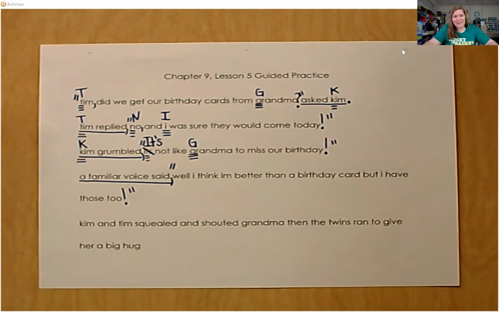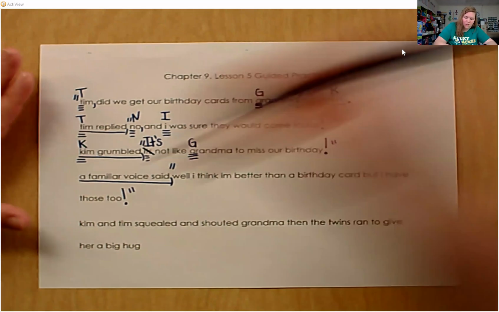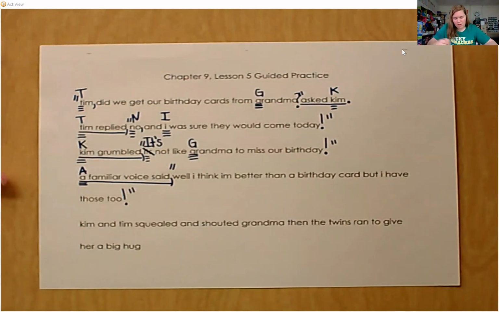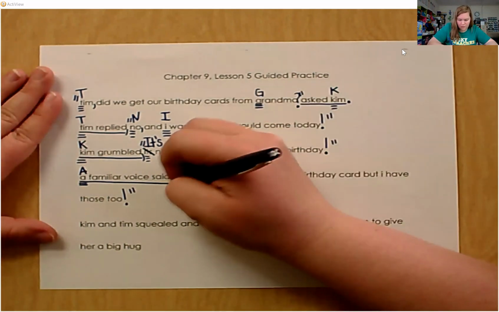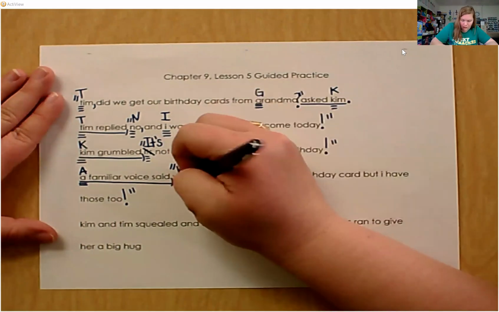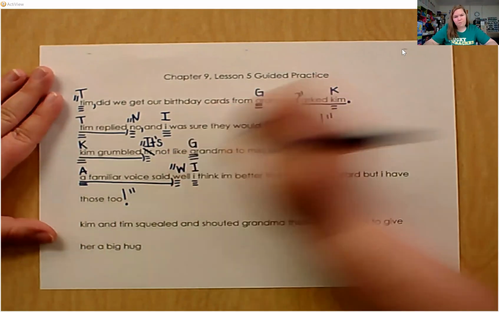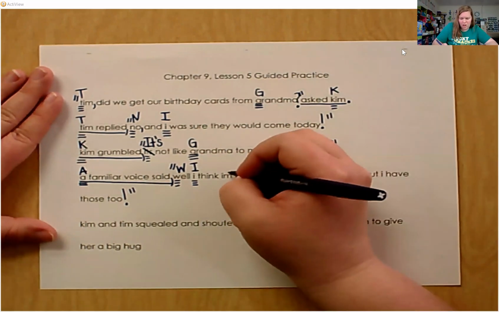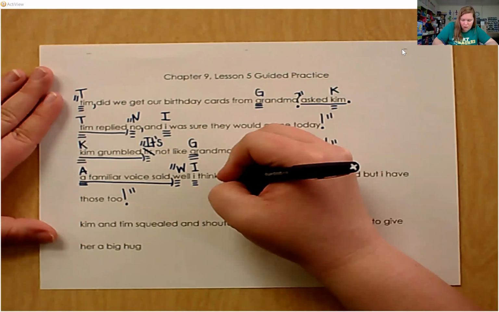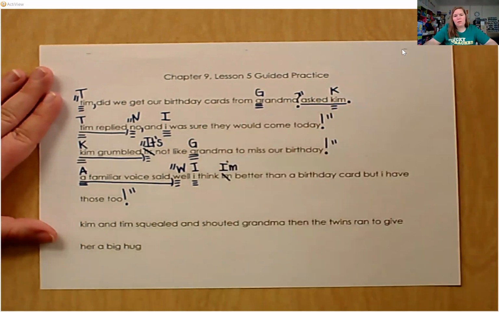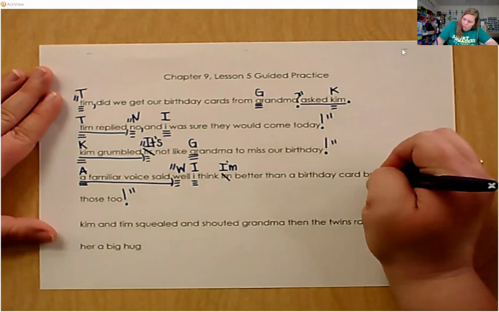Let's go through and add capital letters. So beginning of the sentence, A needs capitalized. The beginning word of the quote needs capitalized. The pronoun I needs capitalized. This is a contraction. It says I'm, so I'm going to write I'm and go ahead and add the apostrophe, and another pronoun I.